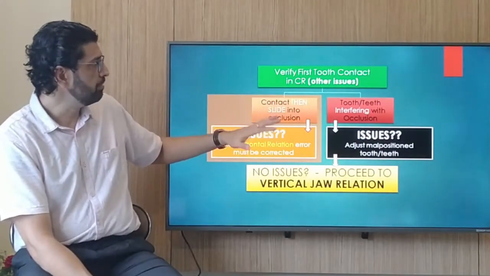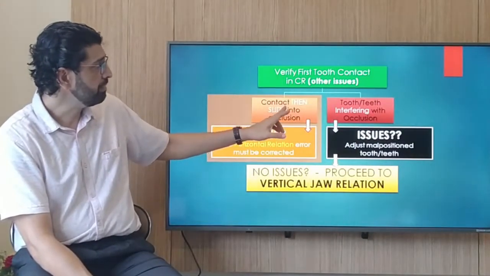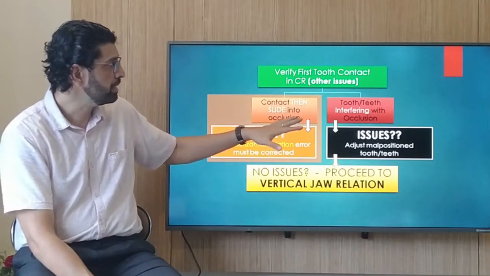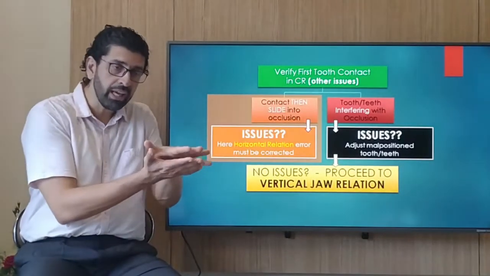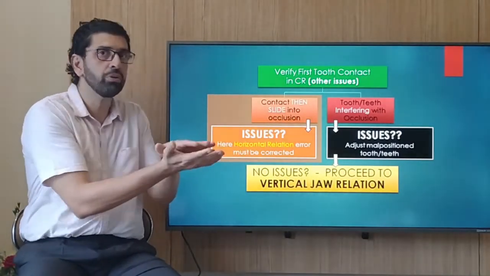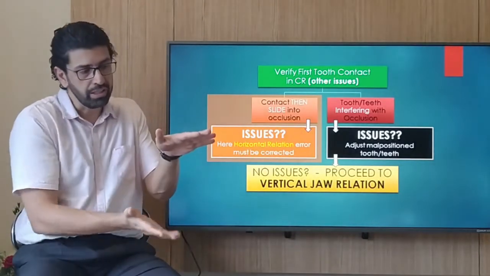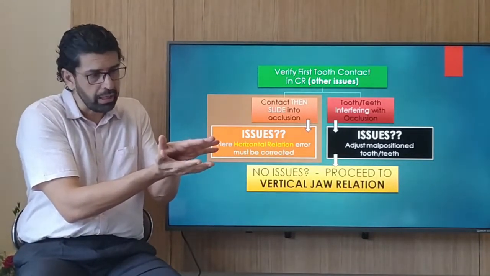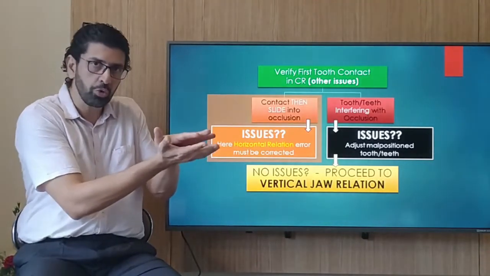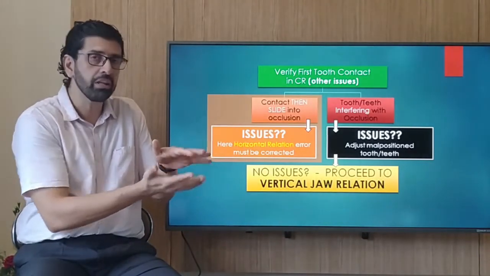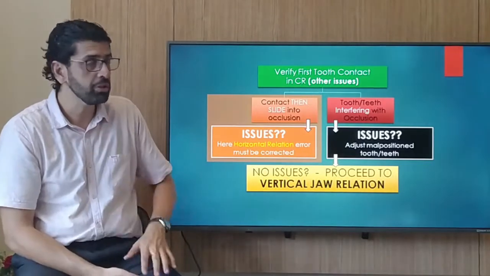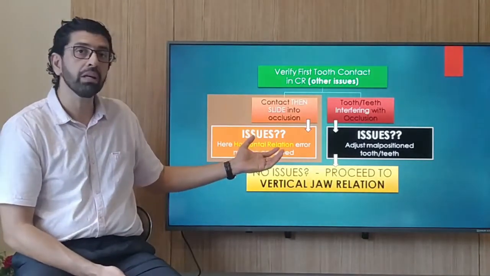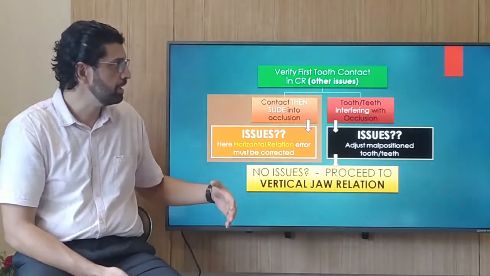And if that issue is not there, then another possible issue is there's a contact and then there's a slide to come into centric occlusion. So in centric relation there's a contact, but the teeth are not in centric occlusion, and it slides to come into centric occlusion. If you see this sort of thing, then again your arrangement has gone wrong, and this will need to be corrected when we check for horizontal relation.